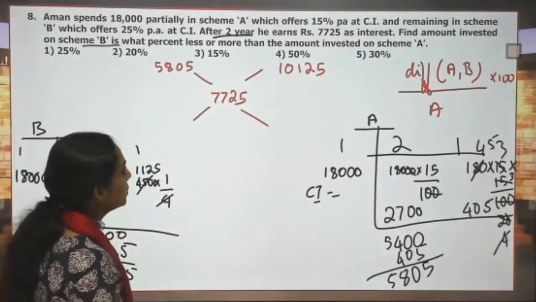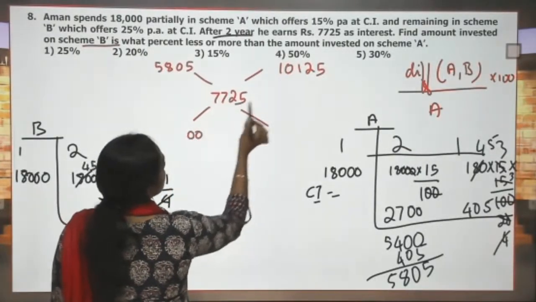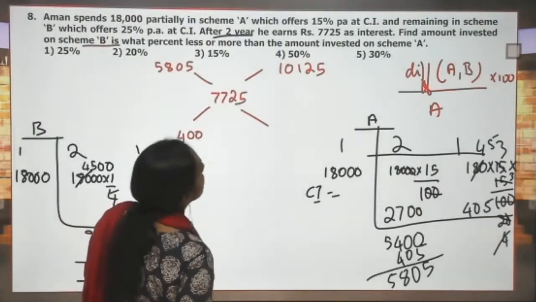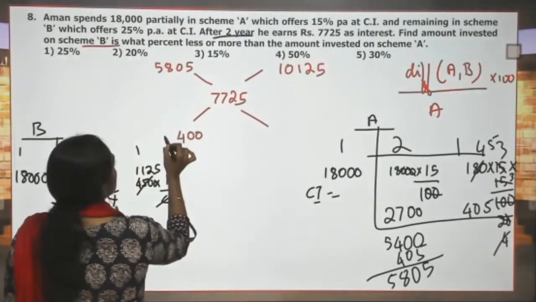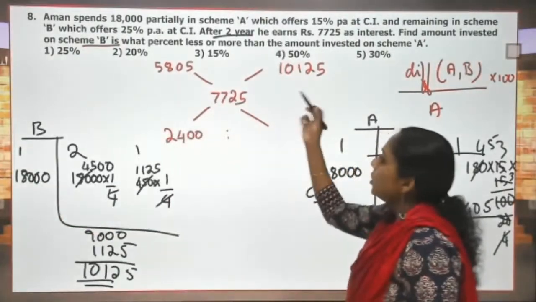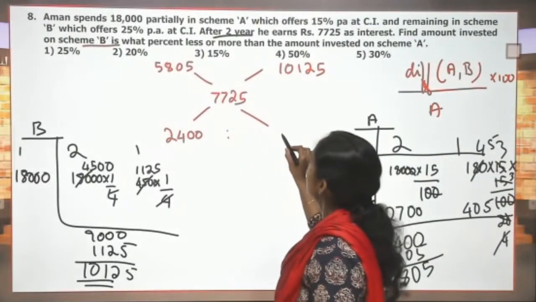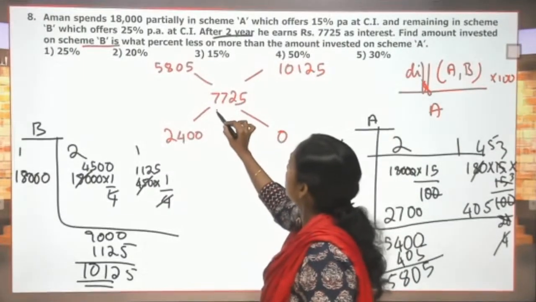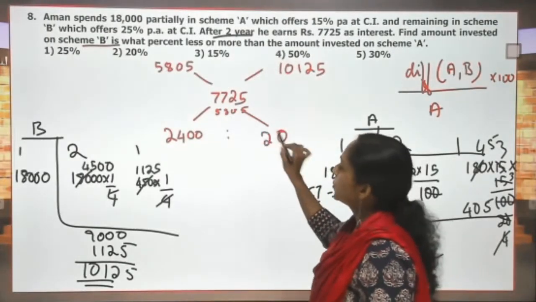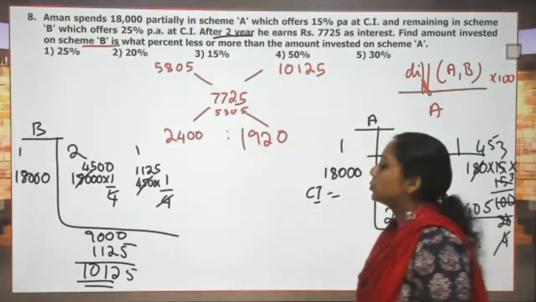Now you allocate it and find out the ratio. So what is this difference? This is 0, 0, next 11 minus 7, so that is 1, 2,400 is 2. What is this value? 7725 minus 5805, so that is 0, 5805. So this difference is 0, 2, next is 9, next is 1920.